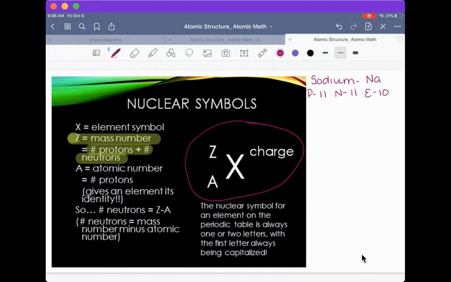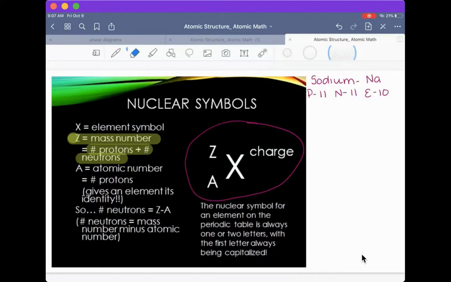It's going to tell us what its symbol is, what its mass is, what its atomic number is. It's going to tell us a bunch of things. And it's all done in a very short, compact method that we're not writing paragraphs explaining about the atom.